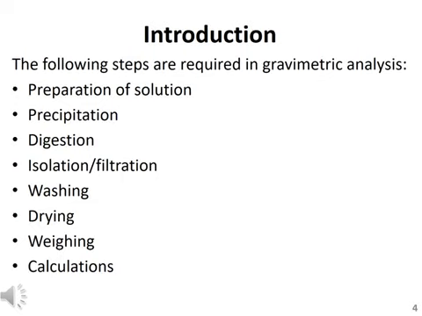These steps include preparation of a solution, followed by precipitation, digestion of the precipitates, and isolating these precipitates from the mother liquor through the filtration process, then washing of the precipitates, drying, weighing of the precipitates, and then finally the calculation involved in this gravimetric analysis to calculate the exact concentration of the target analyte. So we'll start with the preparation of the solution.